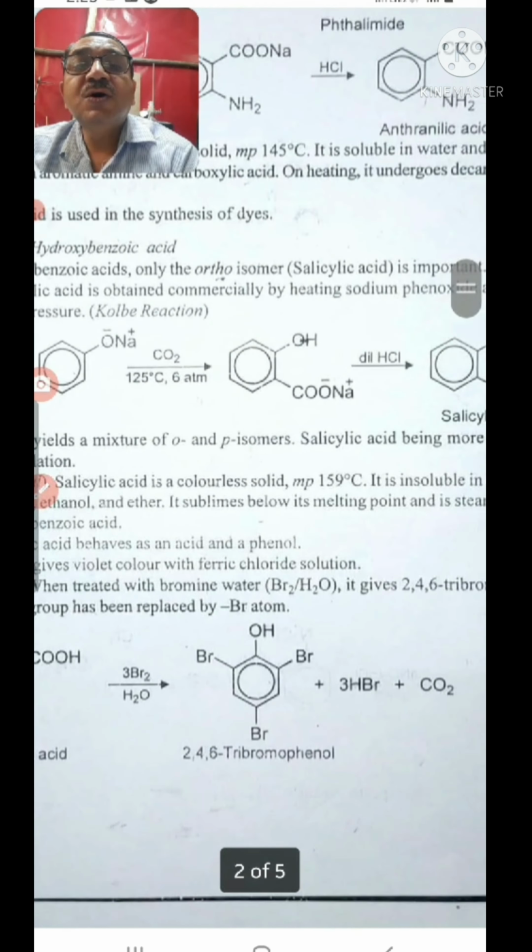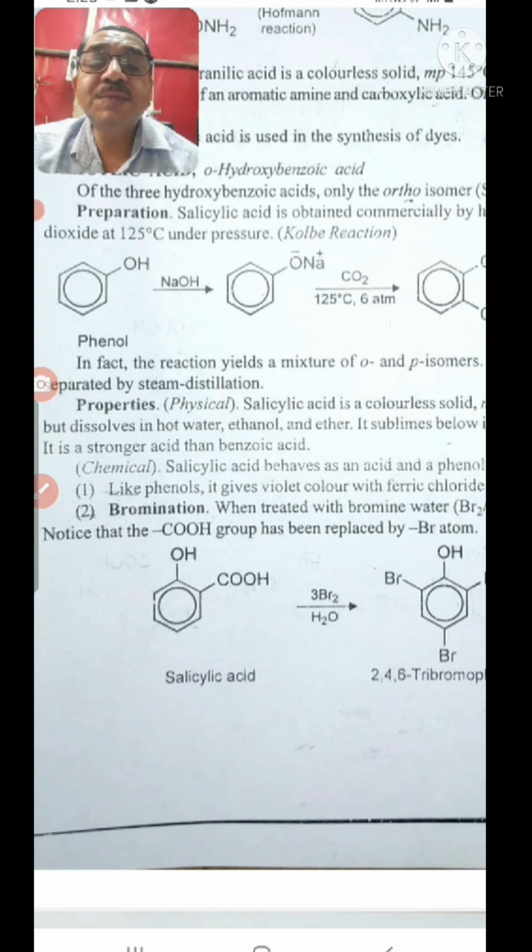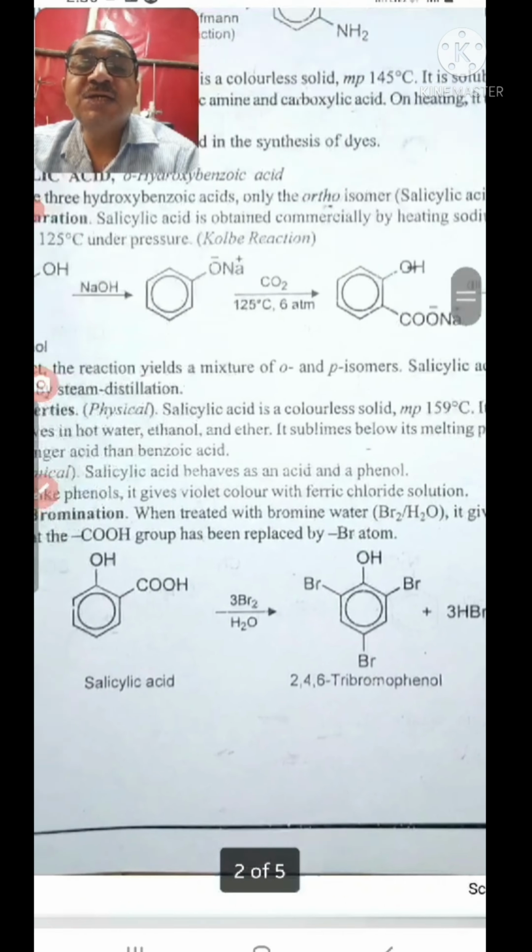The alkali part is neutralized by acidification. Now after this, the next reaction is the Reimer-Tiemann reaction. The first preparation, using phenol and CO2, is the Kolbe reaction. Another method is the Reimer-Tiemann reaction, where we use the same reagent phenol and treat it with carbon tetrachloride, so we get salicylic acid in the Reimer-Tiemann reaction.